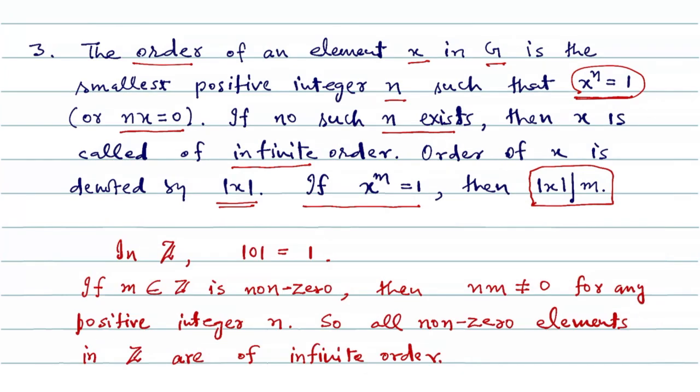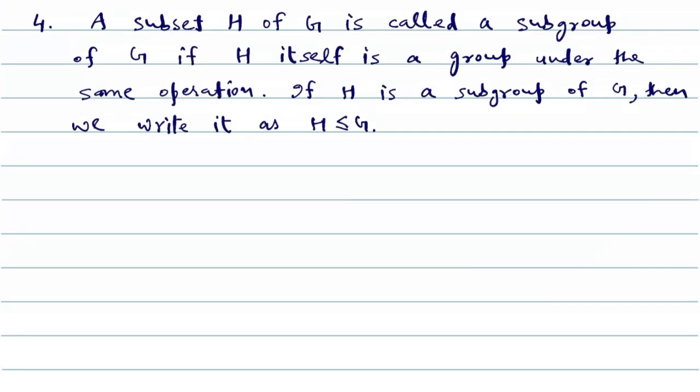In the additive group of integers, order of 0 is 1 because 1 times 0 gives us 0. But if m is any non-zero integer in Z, then we cannot find a positive integer n such that n times m is 0. So all non-zero elements in the additive group of integers are of infinite order.